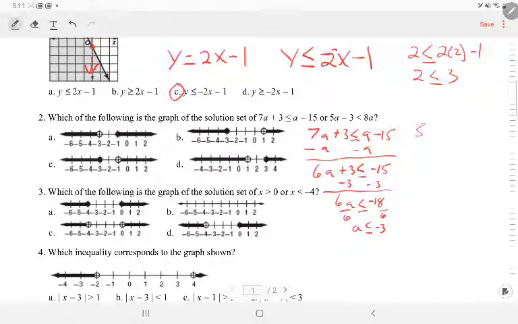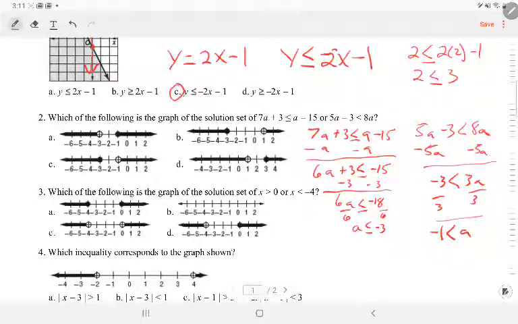And then I would solve 5a minus 3 is less than 8a. Subtract 5a from both sides, and I get -3 is less than 3a. Divide both sides by 3, and I get a is greater than -1. Well, I take a look over here, and where is a less than or equal to -3? That would be A, B, or C. Now I take a look where a is greater than -1. That would be C. So that would be the graph.